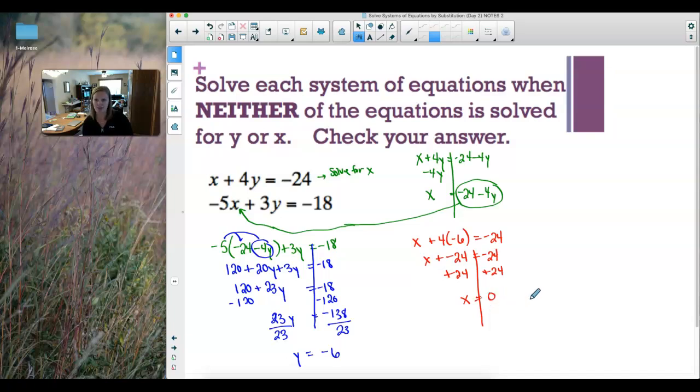And it's okay to get 0 for an answer. So our ordered pair is x equals 0, y equals negative 6. So there is our answer.